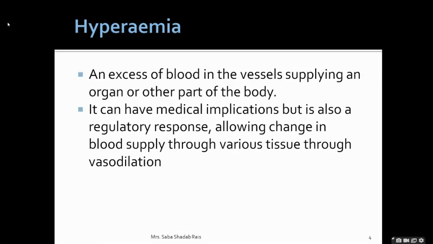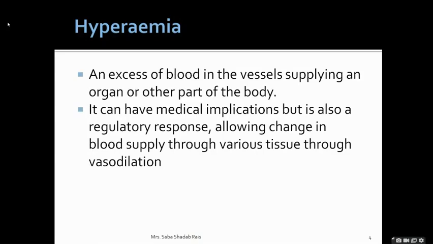Because the first step when you are going to catch the fish will be hyperemia. Hyperemia is the increased access of blood into the blood vessels or any part of the body. So hyperemia, in short, is the increase of blood flow to the different tissues in the body.